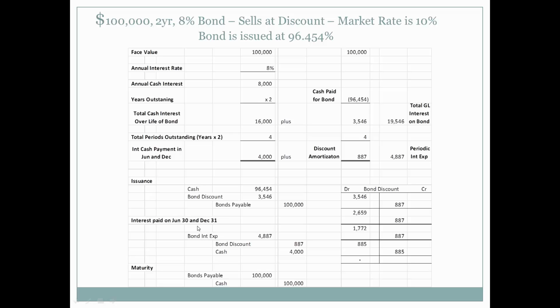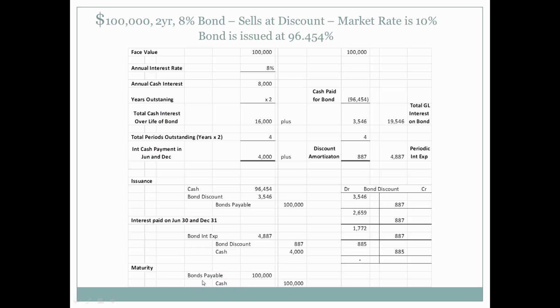Now let's look when we pay on the interest expense. We know we're paying out cash in this amount. Our bond amortization on the discount is this amount. Our bond interest expense is $4,887. That will be paid on June 30th. This journal entry will be recognized on June 30th and December 31st for 2 years in a row.